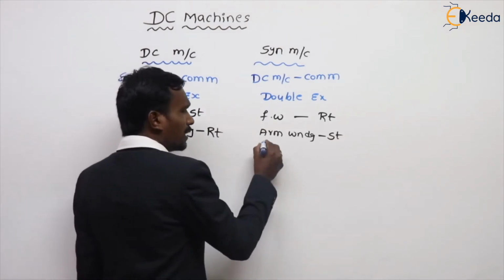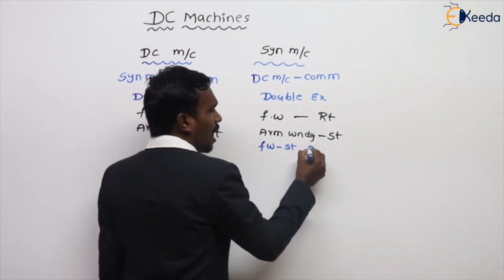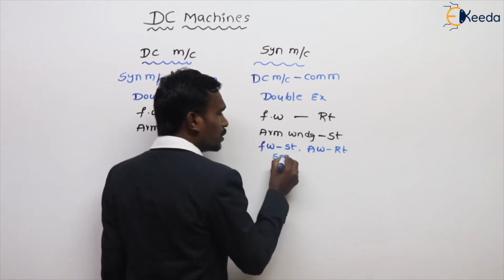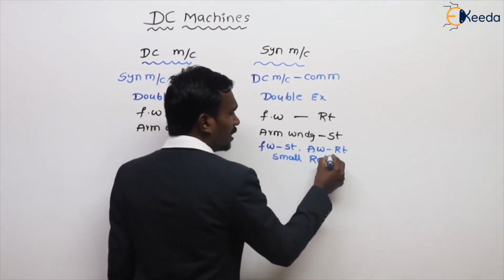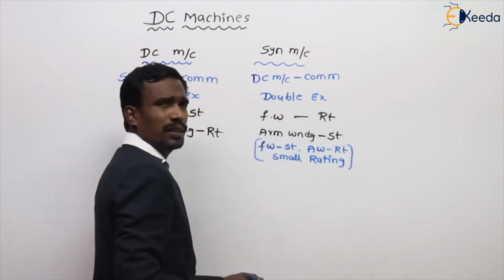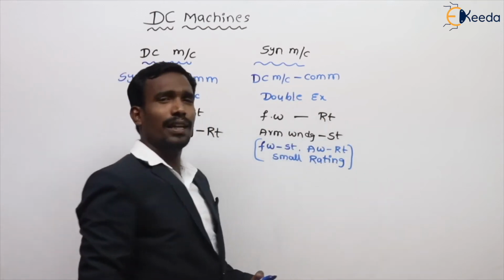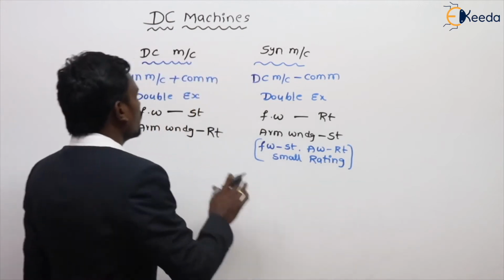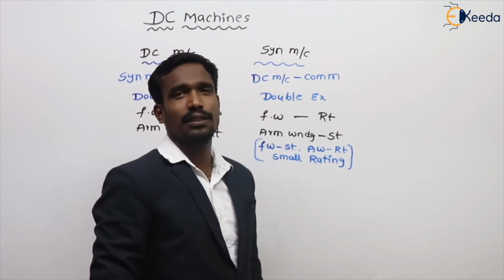Note this point. Field winding can also be placed on the stator and armature winding on the rotor. This can be used for low rating applications, not for high rating applications, remember. But we are not mentioning this one; we are only mentioning field winding on the rotor and armature winding on the stator. So these are generally the main differences between DC machine and synchronous machine.